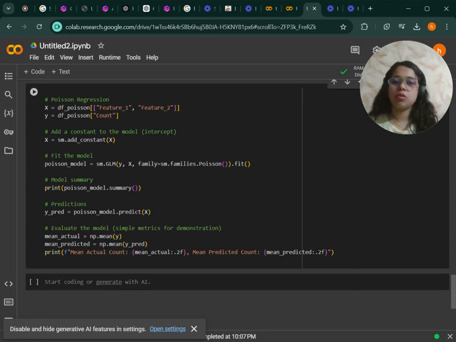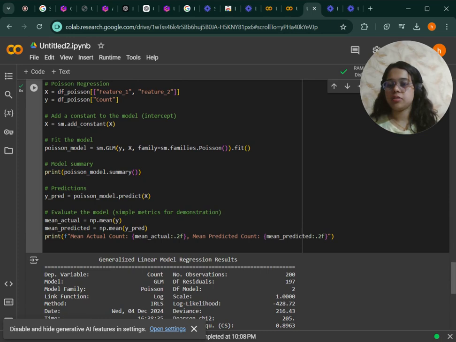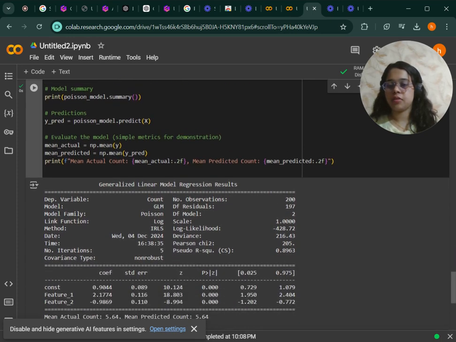Now, how are we initiating Poisson regression? We are creating variables X and y, where X will store the features and y will store the count, and we are also adding a constant to the model, that is the intercept. Then fitting the model, printing the model summary, and then taking the predictions, and also calculating metrics such as the mean of the predicted values.